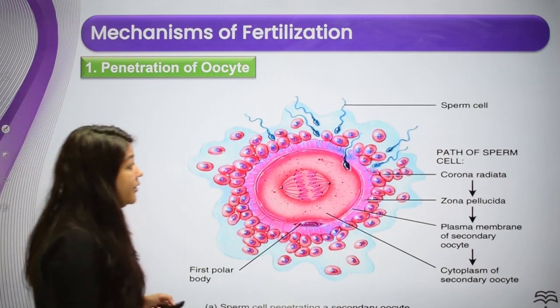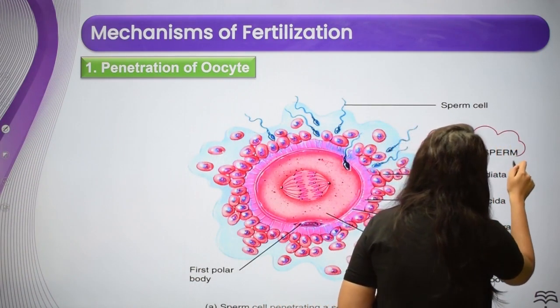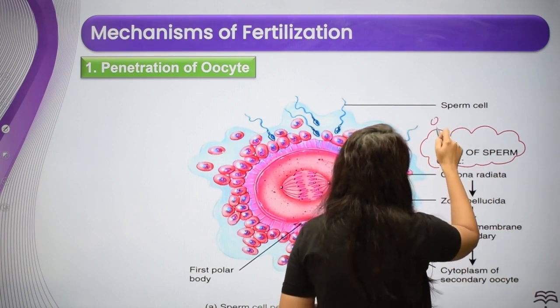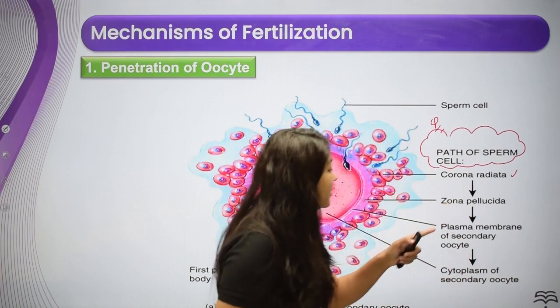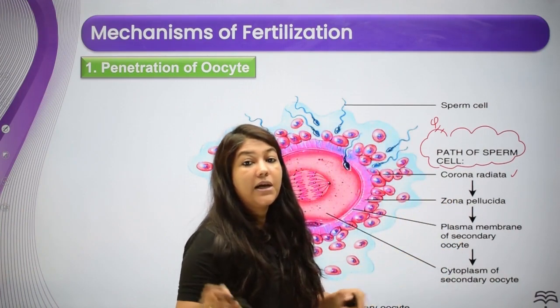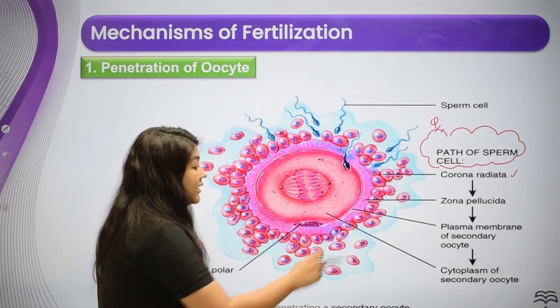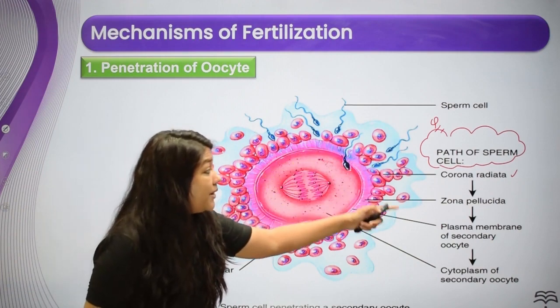Alright, see here. This is the path of the sperm. Again, a very important point. तो देखो sperm क्या क्या penetrate करके आता है? Corona radiata अगर penetrate कर लिया है, then zona pellucida, then it is going to fuse with the plasma membrane of the secondary oocyte and then ultimately the cytoplasm of the secondary oocyte. So this is the path of the sperm.